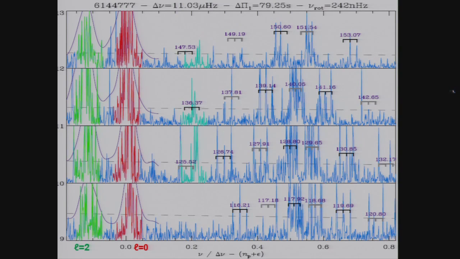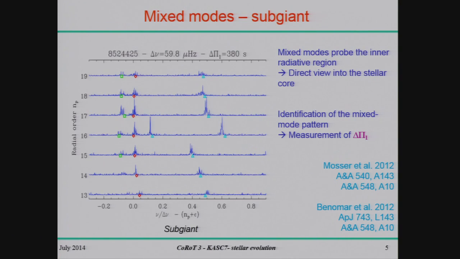I show it in a spectrum. You have here an echelle diagram of a red giant. Radial modes and quadrupole modes are aligned in an echelle diagram, and you see this forest of peaks well organized if you understand the structure of the mixed modes and of the rotational spacing. An important parameter is the large separation, but another important parameter, just for identifying the mixed modes, is the period spacing, delta pi 1. It works also in subgiants.